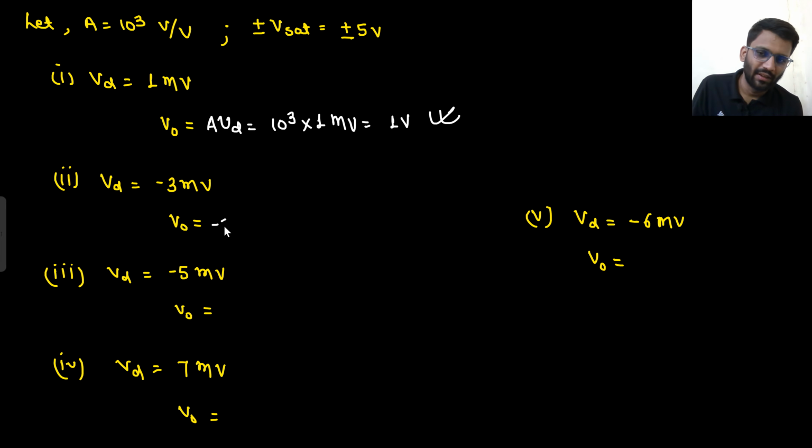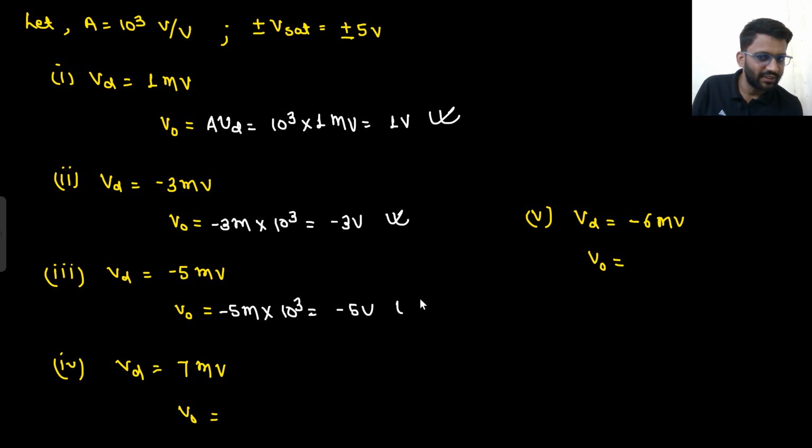So it is considerable. Let's talk about minus 3 millivolt. What will be your output? Minus 3 millivolt into the gain, so minus 3 volt. This is also considerable. What about minus 5 millivolt into the gain? The output is minus 5 volt. This is also considerable. Why so? Because I told you the minimum value can be minus 5.